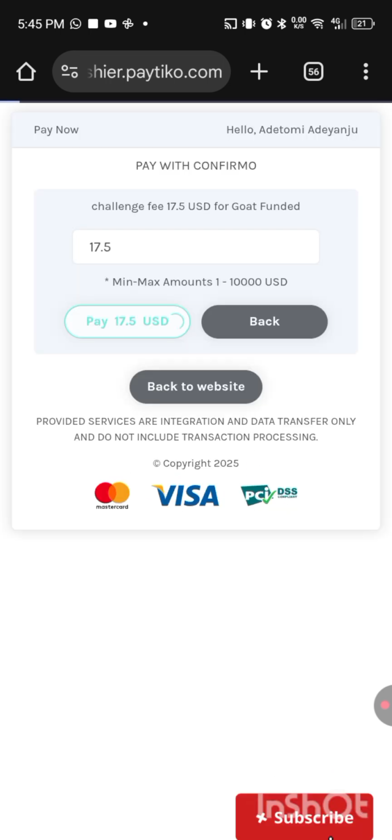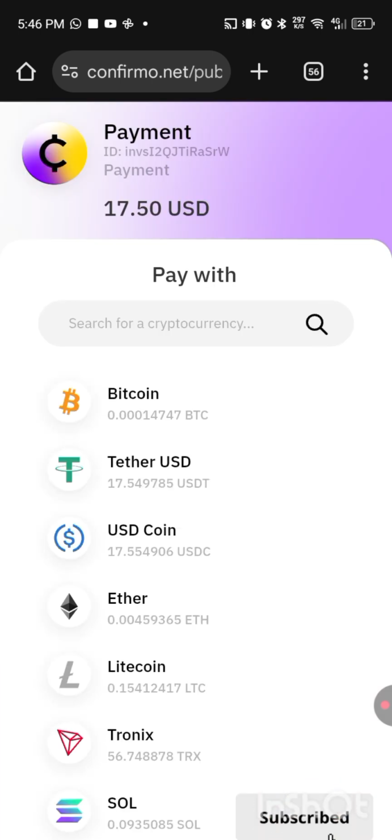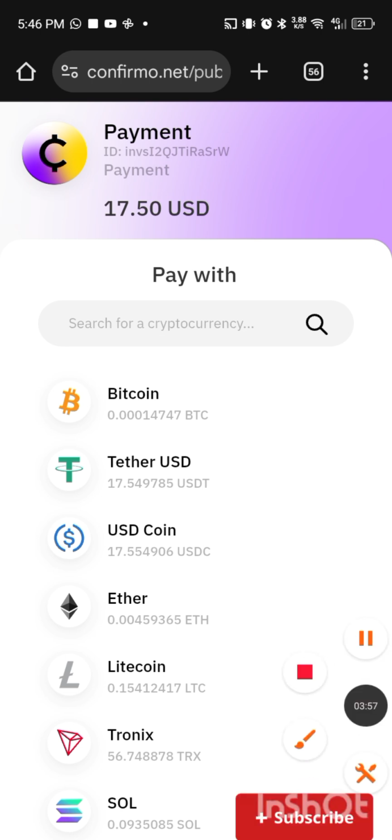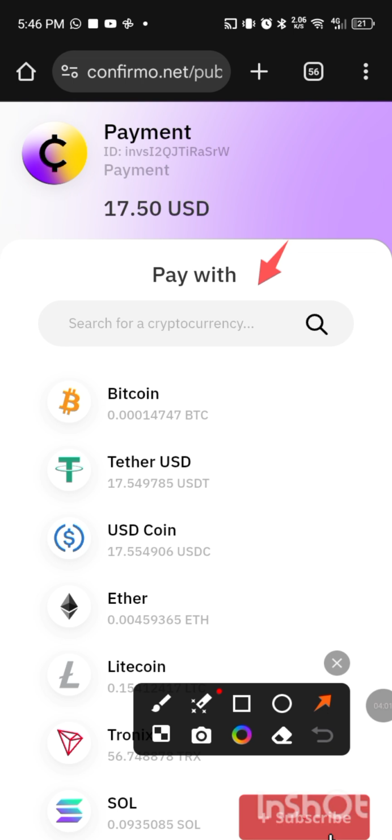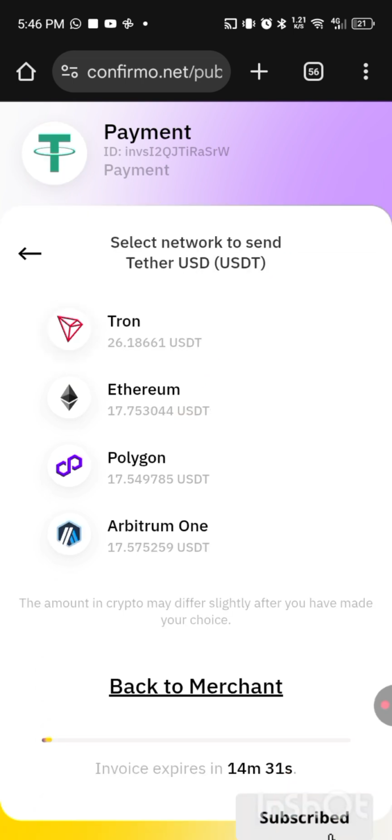It's going to load out the wallet address I'm going to send the money to. So let it load the wallet address out. Okay. Next, it's going to bring out this. When you click on this, please make sure you click on the Theta USD. I'm going to click on Theta USD. Okay, so I click on Theta USD.